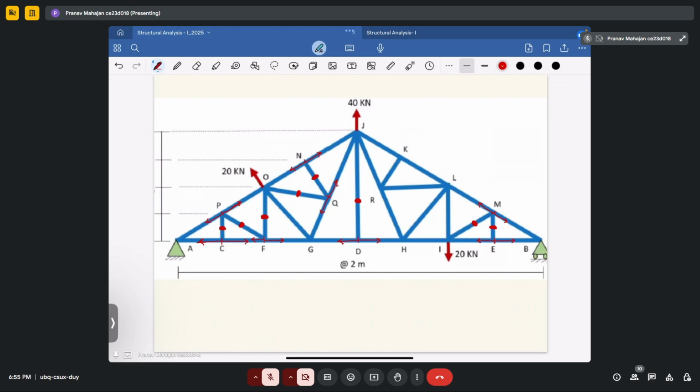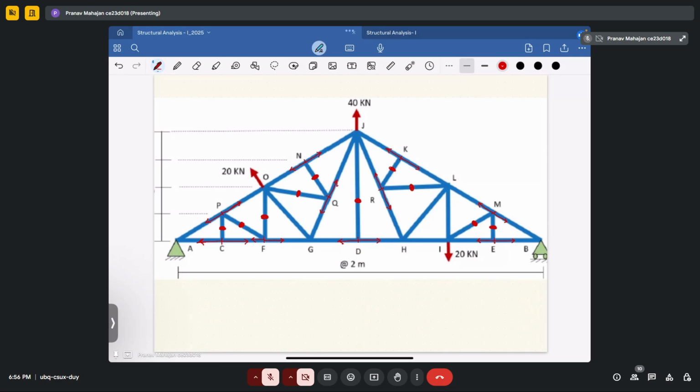Now move to joint K. In joint K, you will see the forces KJ and KL to be collinear. Then your member RK will be equal to 0. Now analyze joint R. What you will see is that forces RJ and RH are collinear. That will make your member RL equal to 0.